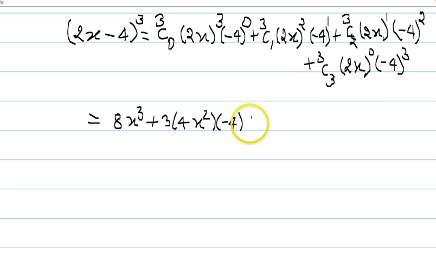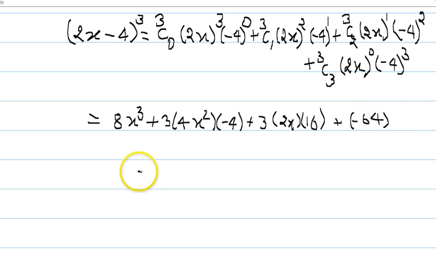Then if I simplify 3C2 using the GDC, it will be again 3, and 2x as it is, and then the square of minus 4. The square of minus 4 will be 16. 3C3 will be 1 again. And then if you see over here, 2x has power 0, so this will become 1. And minus 4 raised to the power 3 is going to be minus 64. Minus 4 raised to the power 3 means minus 4 is multiplied by itself 3 times.